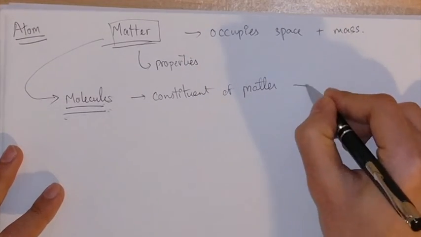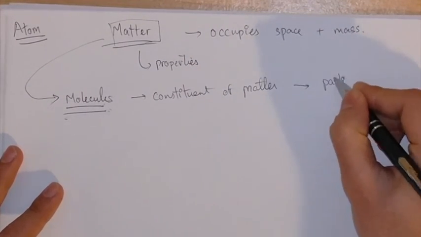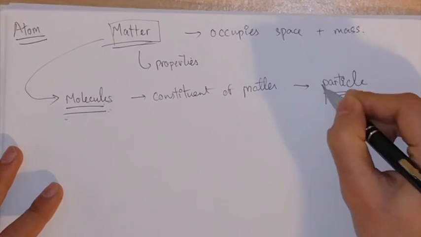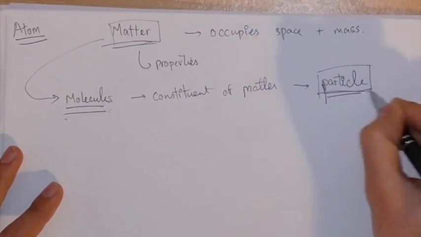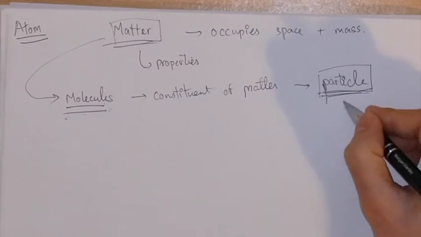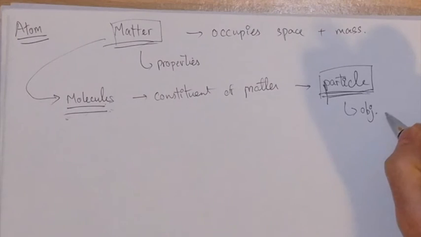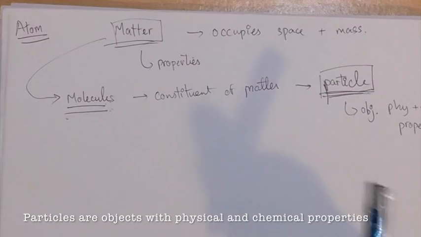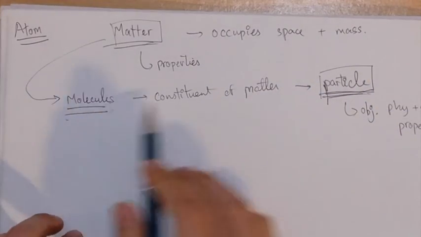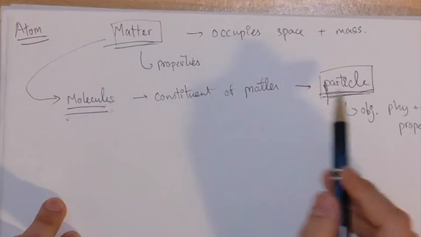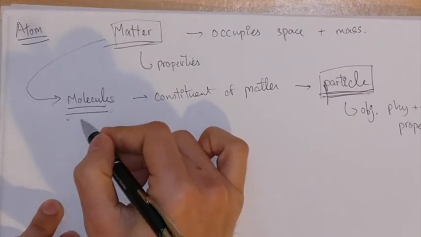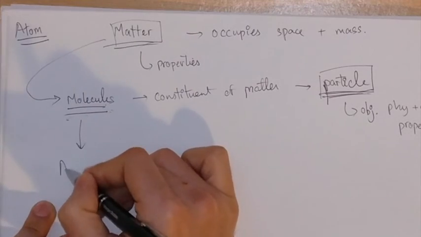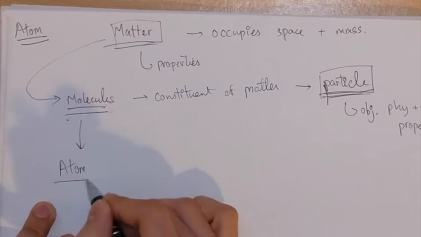Now, what is a molecule? So a molecule is essentially a particle, which we will look at further later on. But for now, the important thing to understand is that it's an object which has physical and chemical properties. That's the definition of a particle, by the way, an object that we can describe physical and chemical properties to. So a molecule is essentially a particle, and a bunch of these particles can make up matter. Then they decided to break down molecules further and came to an atom.